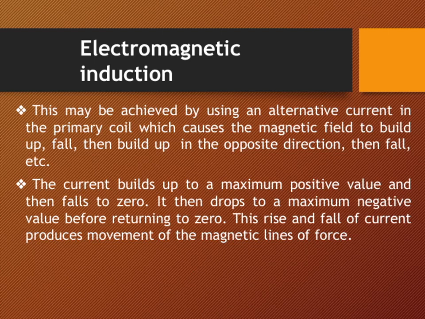So, what we're looking at here is how an alternating current in the primary coil can create a dynamic magnetic field.